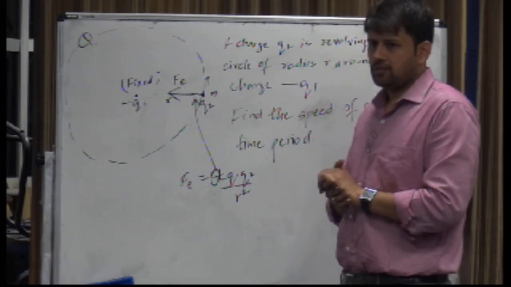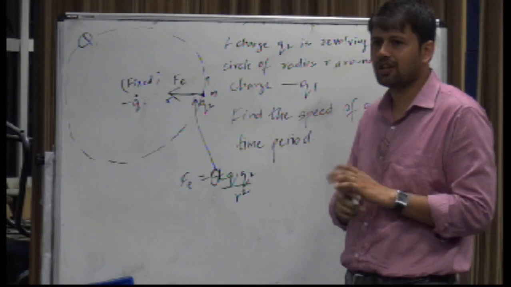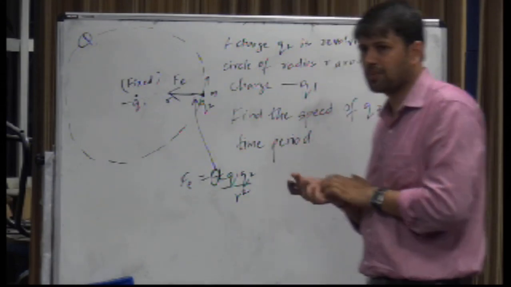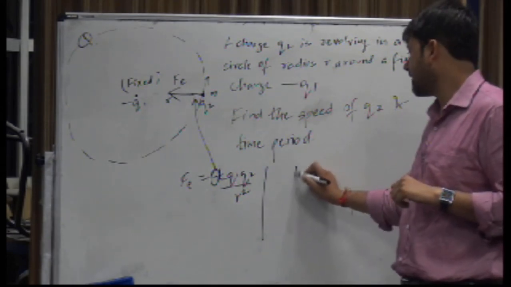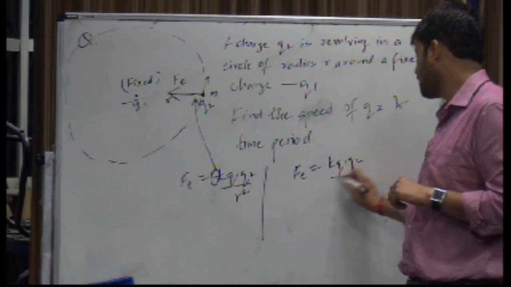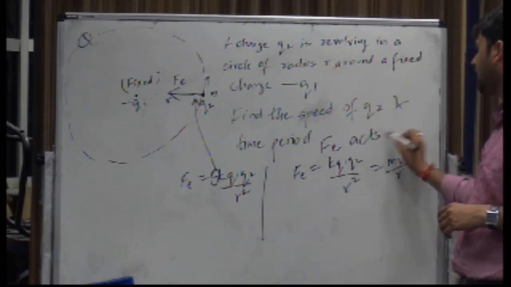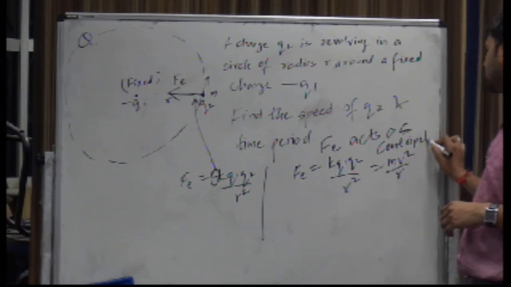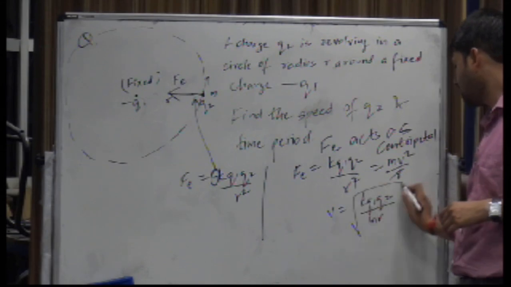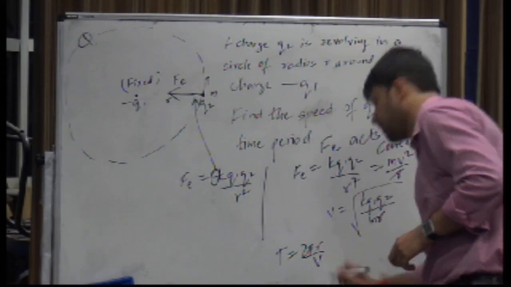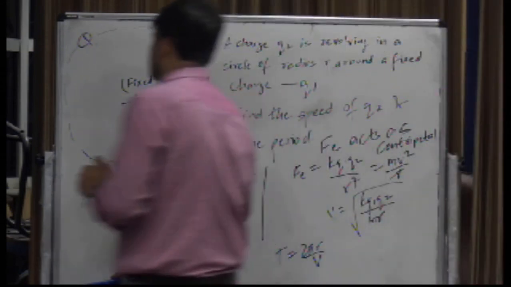Is it okay? Will it be wrong if we use negative? Actually, under the root there would be a negative sign, which means it would be a complex number. How can a velocity be complex? So I would not use this directly. I would say electric force is KQ1 Q2 by R square. I'll only take the magnitude, and it is equal to centripetal force, because electric force acts as centripetal. Now solving it, v would be the root of KQ1 Q2 by MR, and time period would be 2 pi R by V. You can find it. So shall I erase it? Yes, sir.